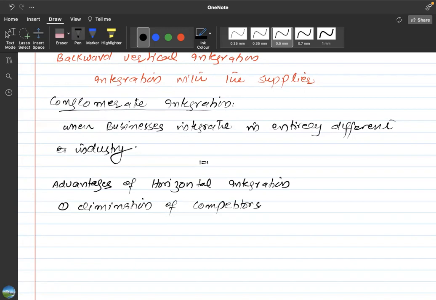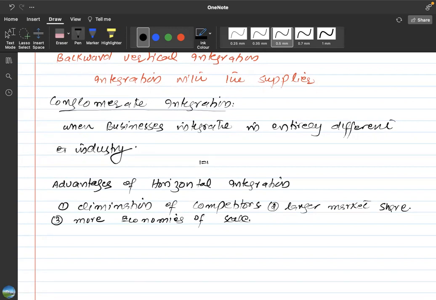It will give you a larger market share and power because now you have obtained the market share of your competitor too. As a result of this increase in size, you will obtain more economies of scale that will reduce the average cost of business. More economies of scale.